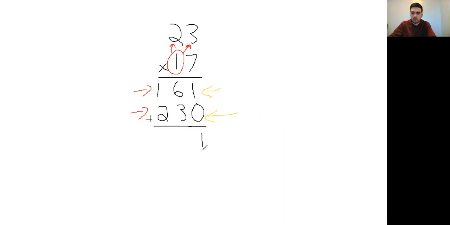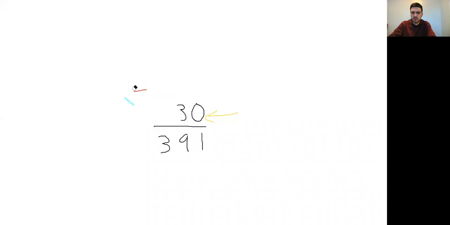1 plus 0 is 1, 6 plus 3 is 9, and 2 plus 1 is 3. So now we end up with the number 391. And that's our total answer. 23 times 17 is 391. Let's try one more question just to make sure we have the process down.